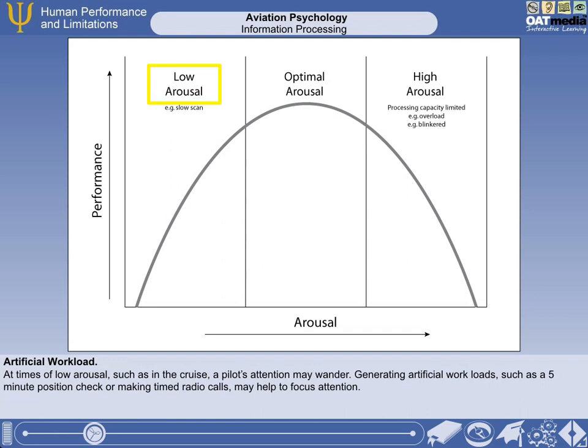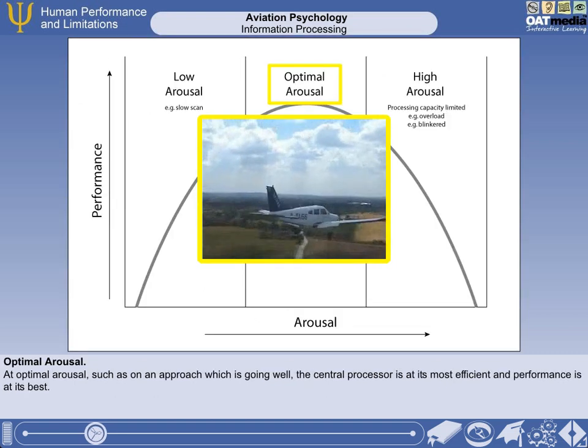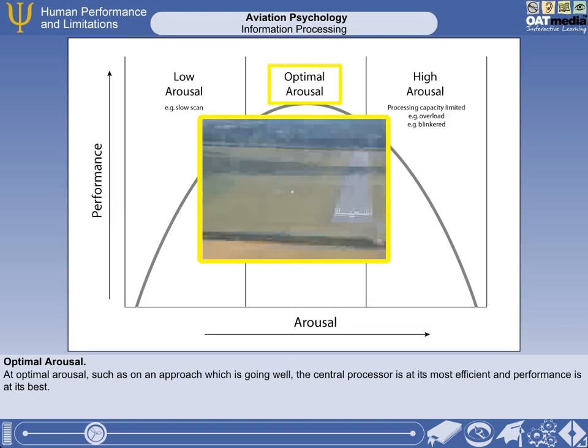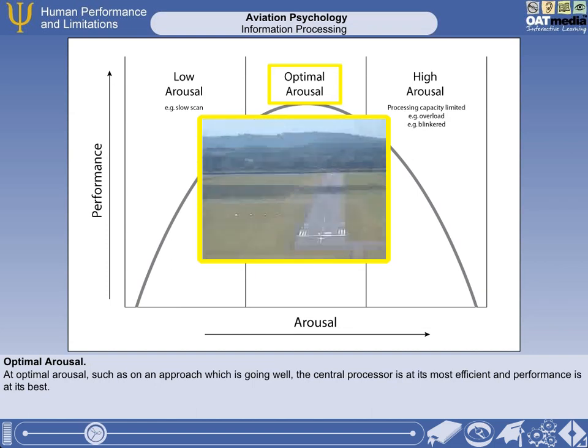At times of low arousal, such as in the cruise, a pilot's attention may wander. Generating artificial workloads, such as a 5-minute position check, or making timed radio calls, may help to focus attention. At optimal arousal, such as on an approach which is going well, the central processor is at its most efficient and performance is at its best.